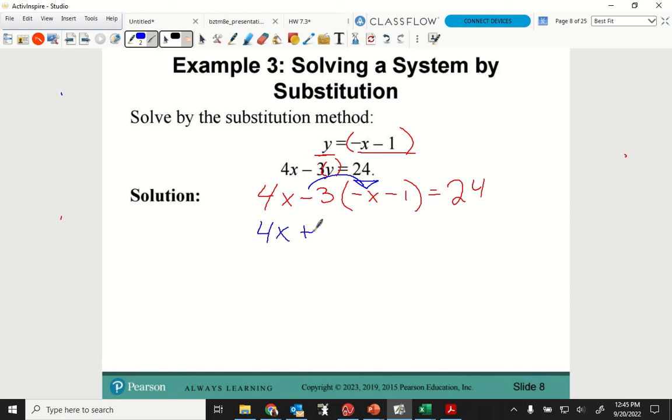Now 3 times x is 3x, right? Yeah, 3x. Now I still have to distribute to the other side. So negative 3 times negative 1. So again, negative times a negative is? So I'm going to bring down a plus sign here. 3 times 1 is? 3, right? Okay. My equals come straight down and bring down that 24.